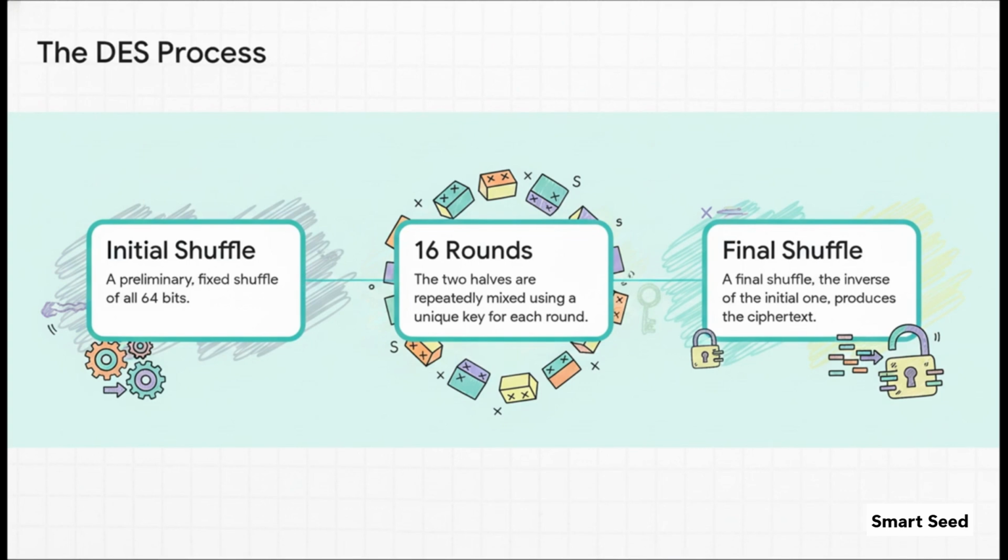First up, you've got an initial shuffle. They call it a permutation of all the bits. Then comes the real magic. 16, count them, 16 rounds of some seriously intense mixing and scrambling. And then finally, there's one last shuffle at the end to lock it all up into the final encrypted text.